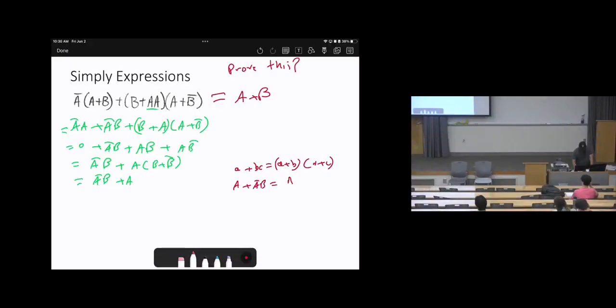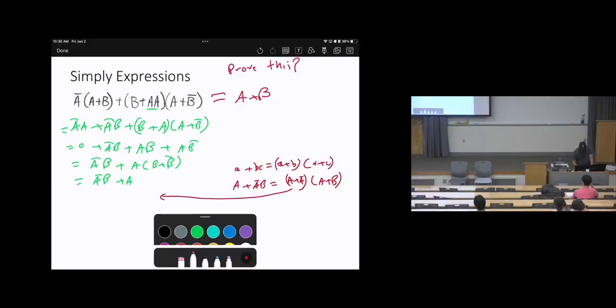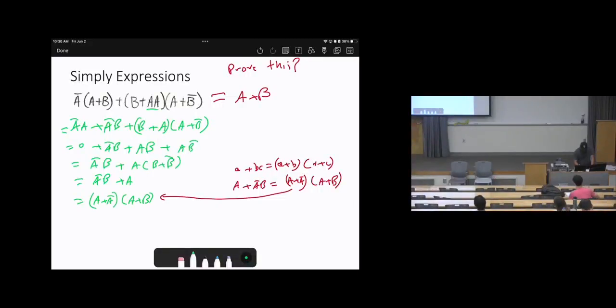It will be A plus A bar times A plus B. And that's what we will do. Then it's going to be A plus A bar times A plus B. And we know A plus A bar is equal to 1. Then the answer will be A plus B. Then problem done. Okay?